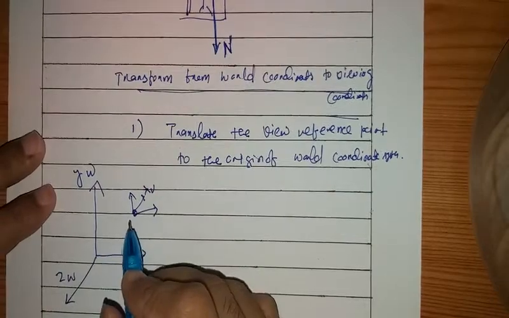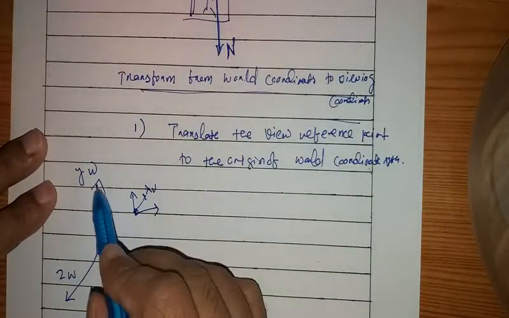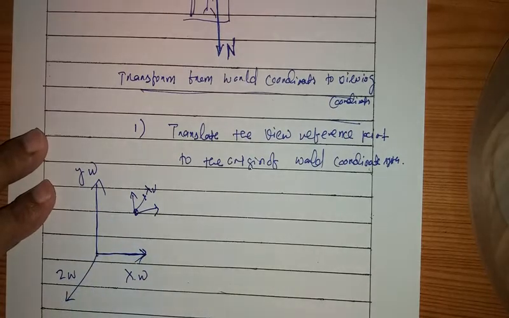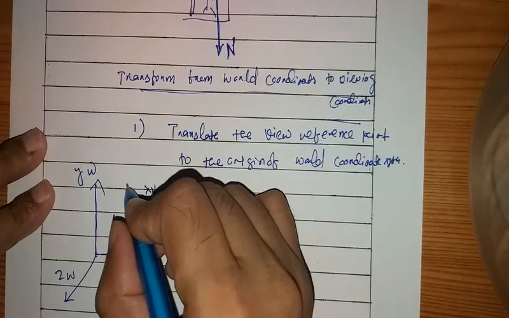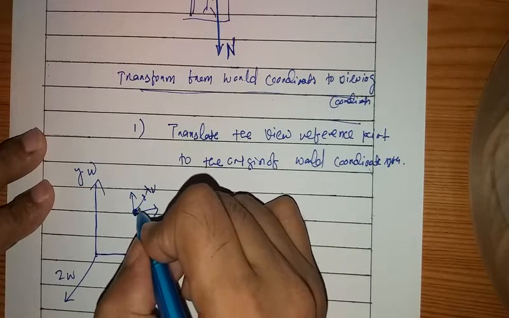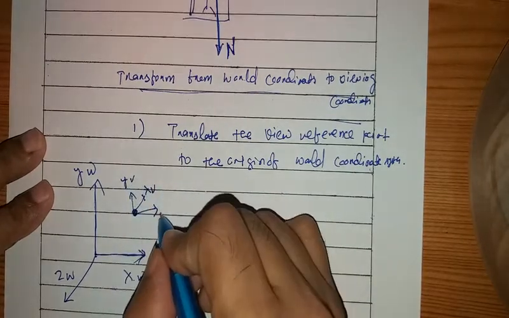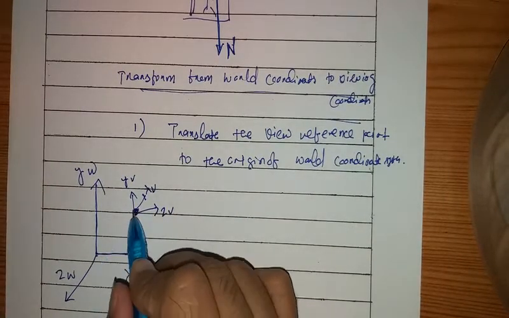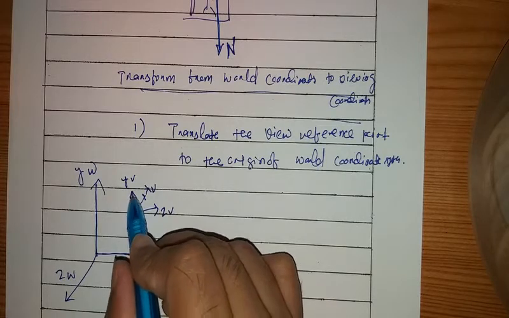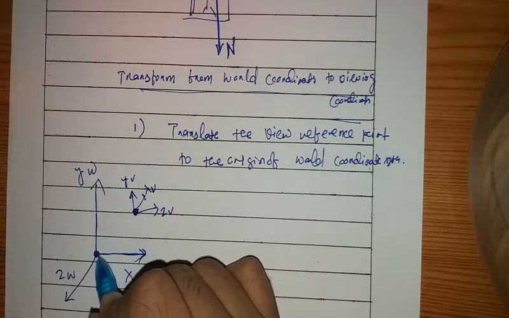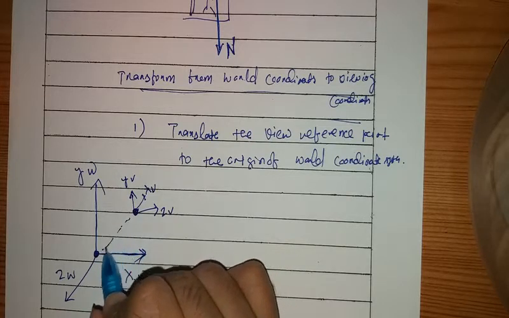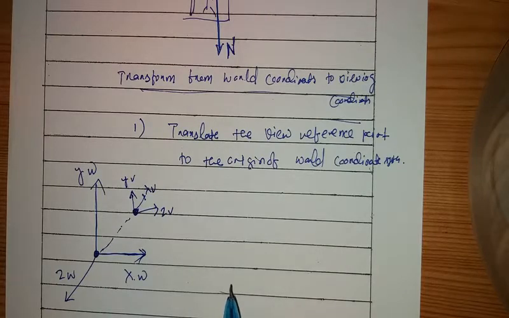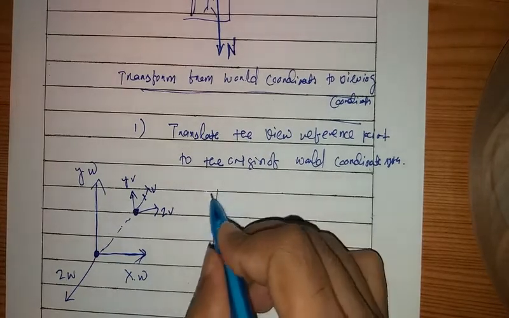Now look at this one. This is the real world coordinate system, which we have denoted as XW, YW and ZW, and here you can see this is the viewing reference point, with XB, YB and ZB. The first step is to translate this view reference point to the origin of the world coordinate system. Now you have to shift that, and in order to shift that, you use the translate operation. Now we have shifted this one here.